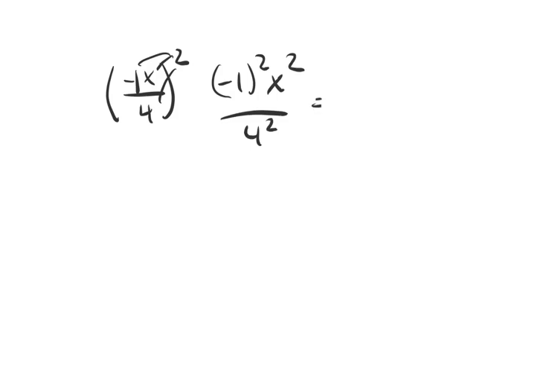Negative 1 squared happens to be a positive 1, so I just have x squared over 16 for that. So it's important that you put that negative 1 in parentheses when you're distributing as well. Take that negative, make it a negative 1, and do your distributing there. Okay. All right, last one that we're going to look at.